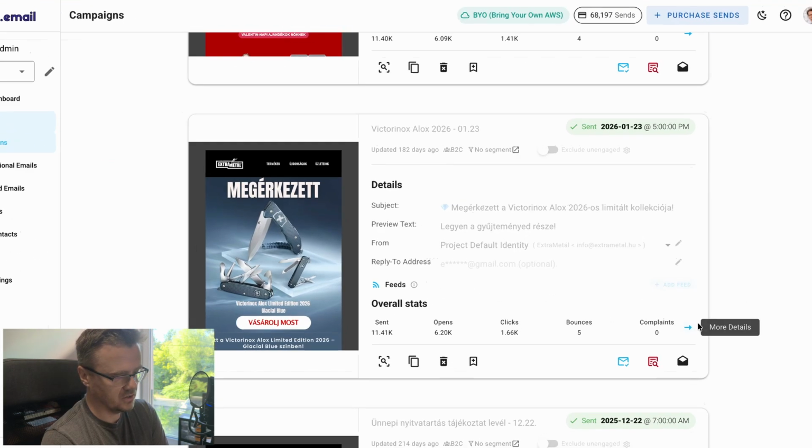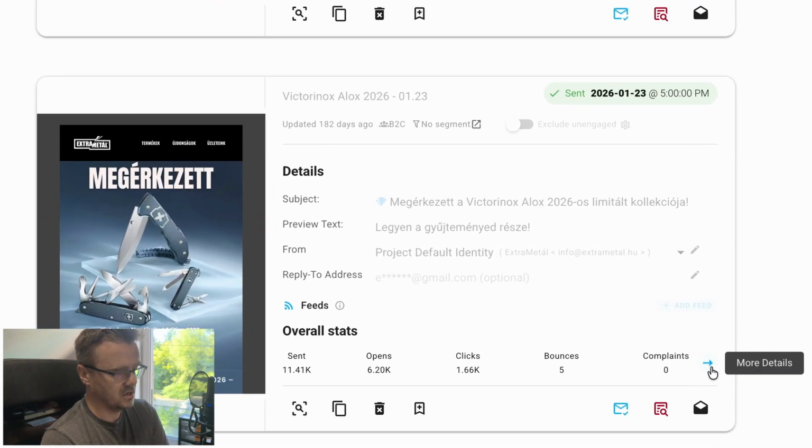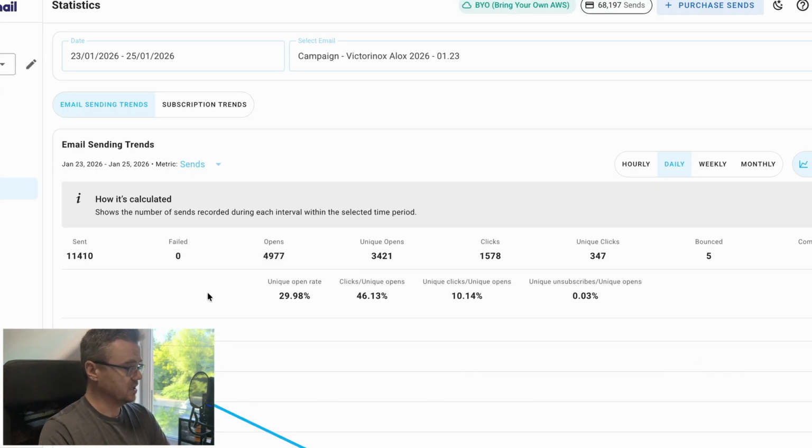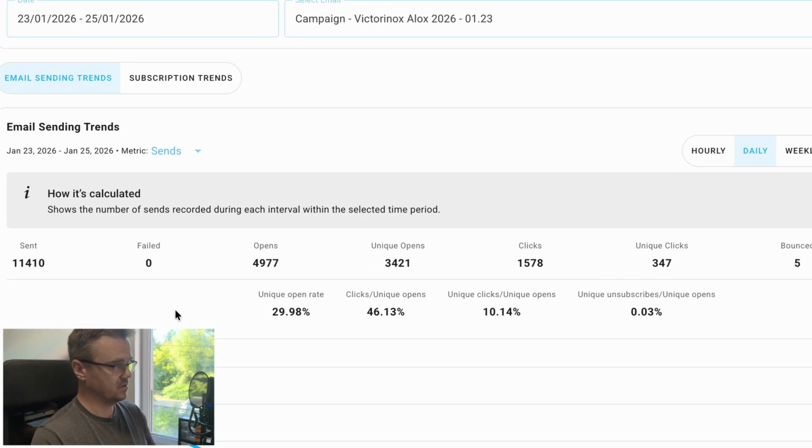If you click on this arrow, then you can check out more details. First of all, let's take a look at the midsection. We have similar numbers here that you saw on the card, but we have more details. Let's dig into it. We have the number of sends, that's clear. The number of failed sends, 0, that's also clear. The number of opens, and then unique opens.